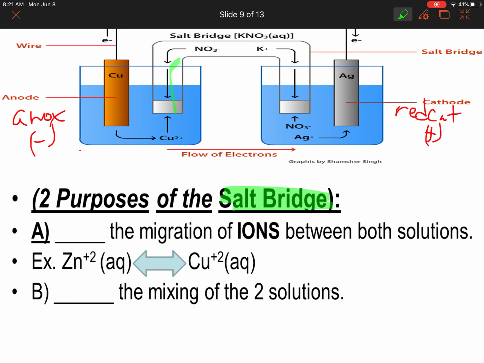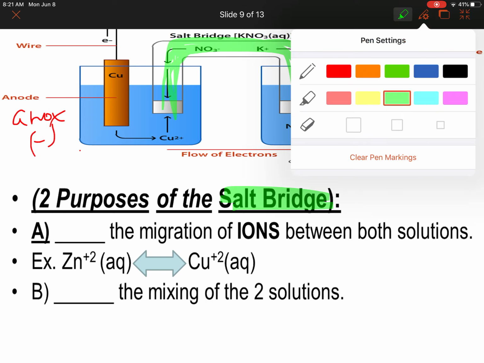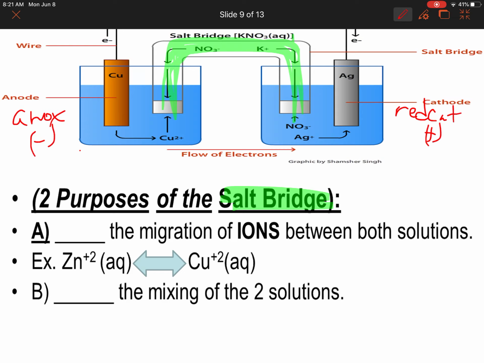Here is your salt bridge, guys, right there. You need salt ions, ion flow, in batteries. Now, normal batteries that we use usually have a very strong conductor of electricity: acids. The stronger the acid, the more ions released, the better the conductivity. If you look at the batteries we use, they all have acids in them. Acids are great conductors of electricity. So let's go back to over here. Two purposes of the salt bridge.